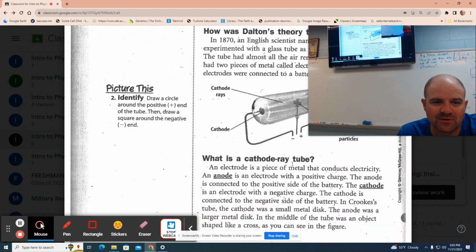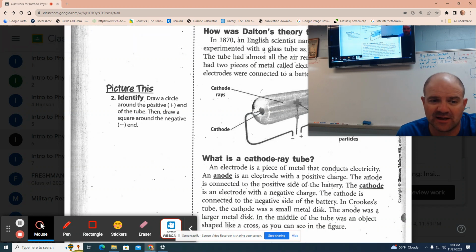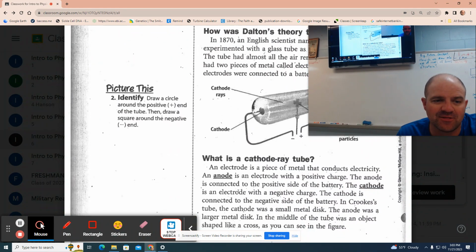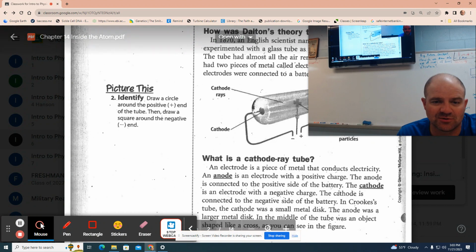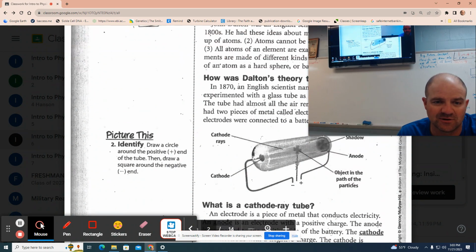What is a cathode ray tube? An electrode is a piece of metal that conducts electricity. An anode is an electrode with a positive charge. The anode is connected to the positive side of the battery, as shown here. The cathode is an electrode with a negative charge. The cathode is connected to the negative side of the battery. In Crookes' tube, the cathode was a small metal disc. The anode was a larger metal disc. In the middle of the tube was an object shaped like a cross, as you can see again in the figure.